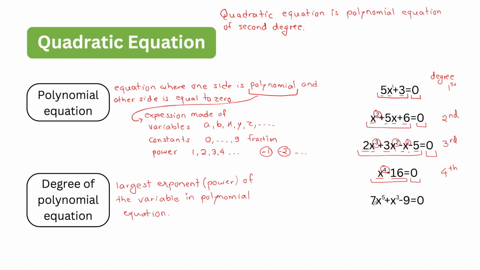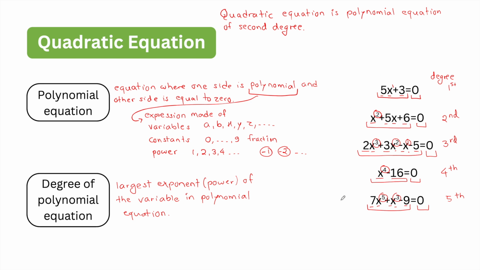Now moving on to another equation. Here we have 7x^5 plus x^3 minus 9 is equal to 0. Here this is a polynomial because it has constants 7, 1 and 9. It has variable x and it has positive powers, that is 5 and 3. And this is equal to 0. Here the largest power is 5. So this is a fifth degree polynomial equation.